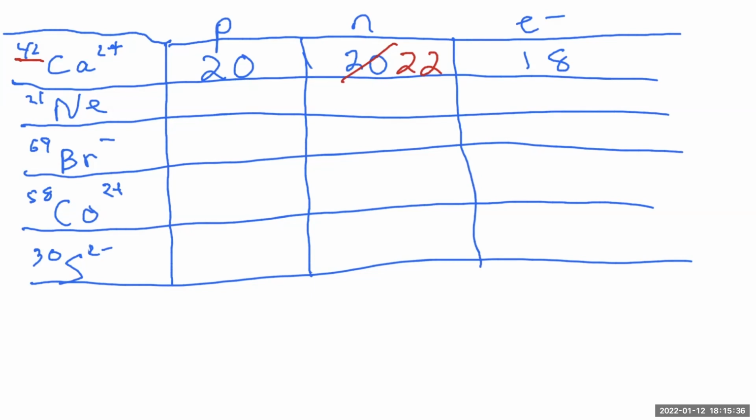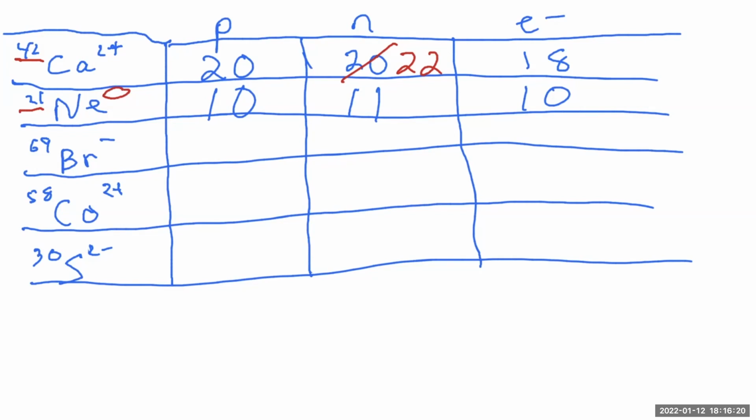Okay, next one, neon 21. Neon 21 would have how many protons? 10. Let's write it all down and then go back and check it. So 10. How many neutrons? 11. And how many electrons? 10. So look at the periodic table. We find neon. We have 10 protons. We have 11 neutrons. That gives you 21, which is your mass number right here, which is perfect. And there's no charge up here, so it's not an ion. So the protons equal the electrons to balance the charge. That is perfect.